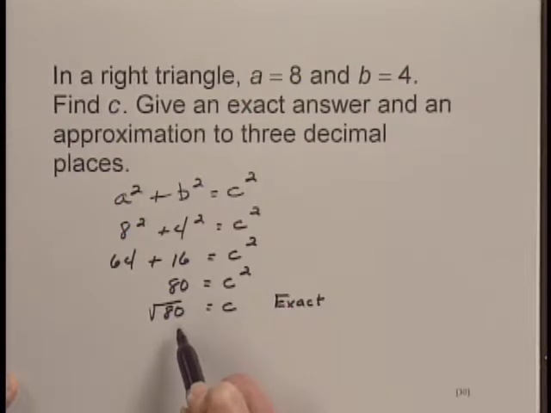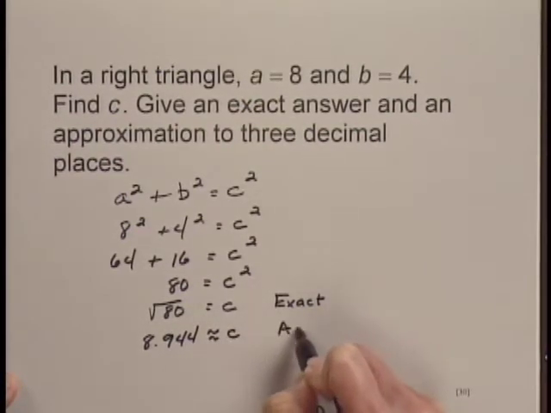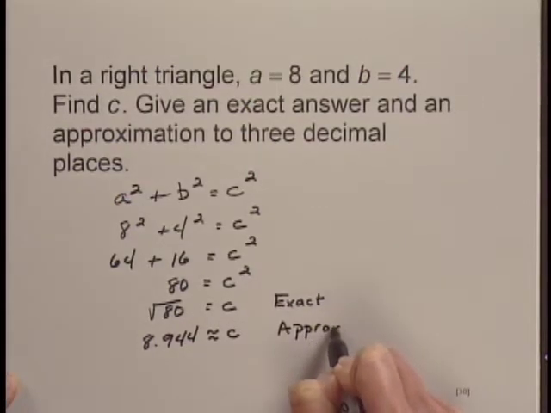And we could use a calculator to approximate the square root of 80 to 3 decimal places. And if we did that, we would get 8.944 is approximately equal to C. So again, this is the approximation of the result.